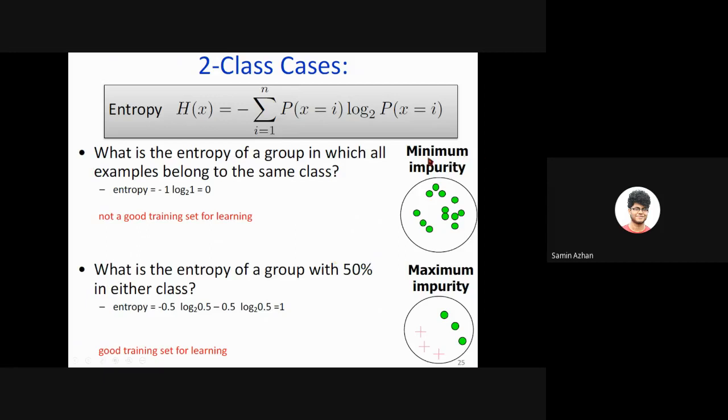Okay, so it's saying that when we have minimum impurity, that means a completely pure set, that is not a good training set for learning. Can anybody tell me why? What does a pure set mean? It means that all the data are either yes or no. So choosing a data set like that is not a good option. Can anybody guess why?